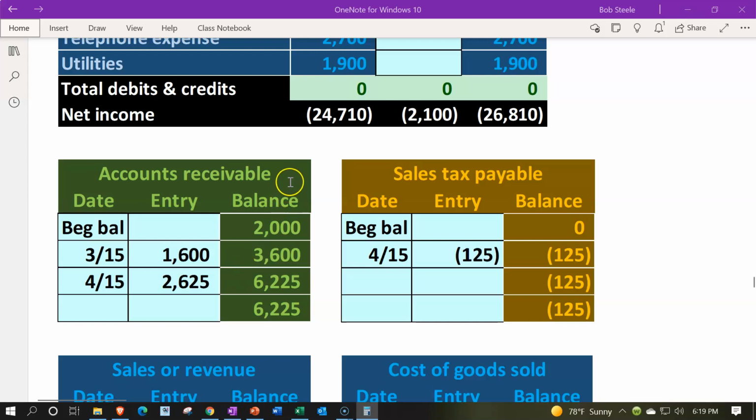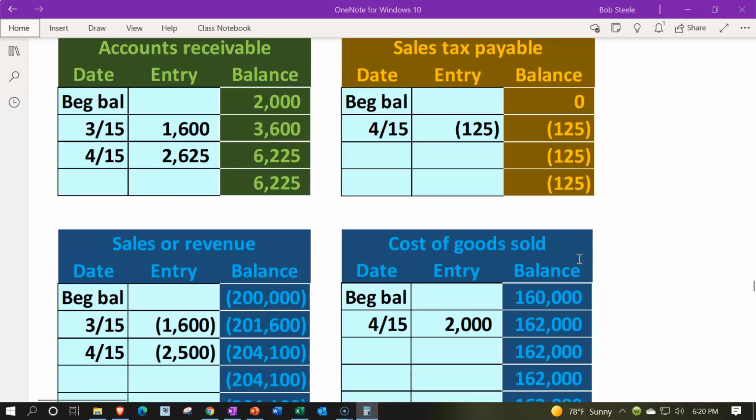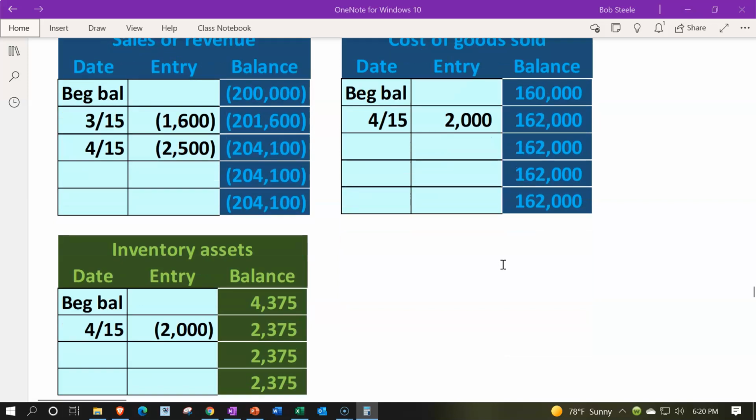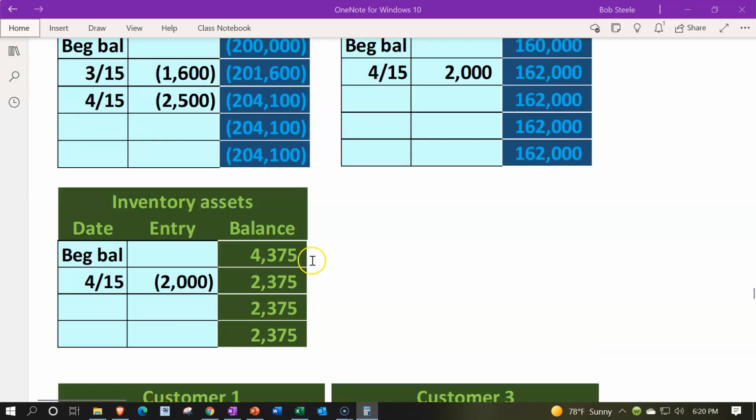This, in essence, would be similar to the transaction detail report if we double clicked on the balance sheet, going into the summary data. Here's the general ledger. Sales tax payable went up by that 125 liability account. The revenue account was at the 200,000, went up by that first invoice 1,600 to 201,600, by the second 2,500 to 204,100. Cost of goods sold going up from 160,000 by 2,000 to 162,000, and finally inventory went down from 4,375 on the GL, down by the 2,000 to the 2,375.